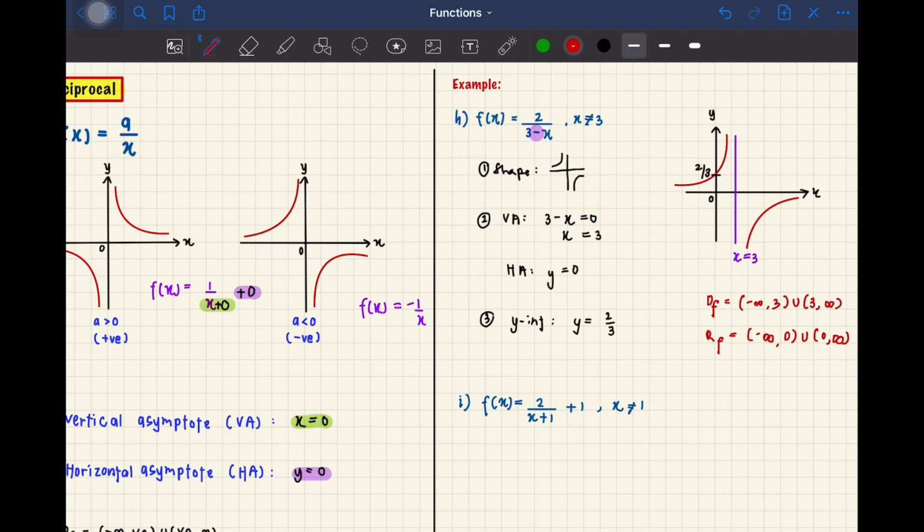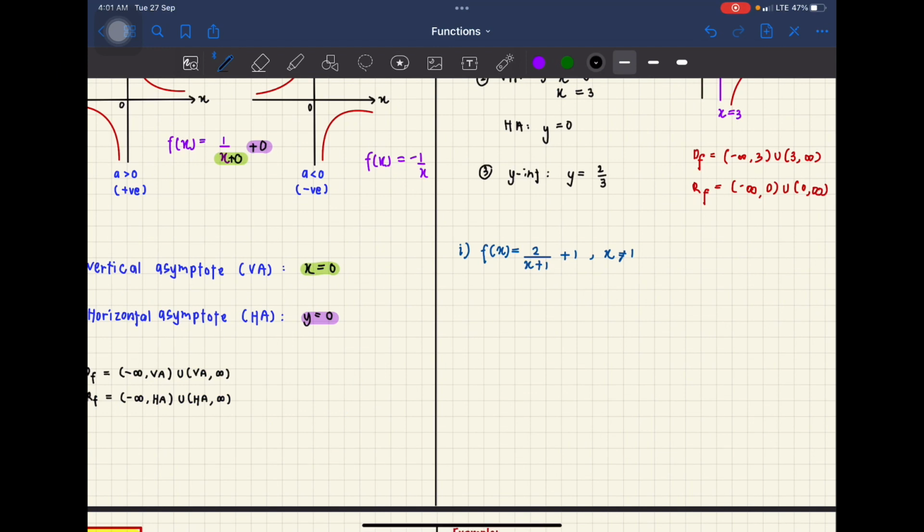Okay, so settle for the first example. Okay, so for the next example, we have f(x) is equal to 2 over x plus 1, plus 1. Okay, so first step kita is pastikan shape dia dulu. What is the basic shape?